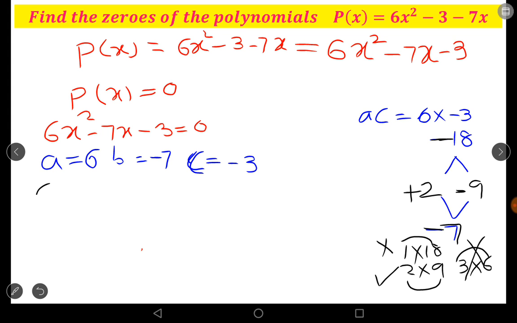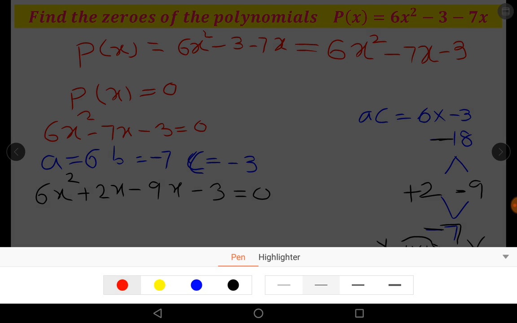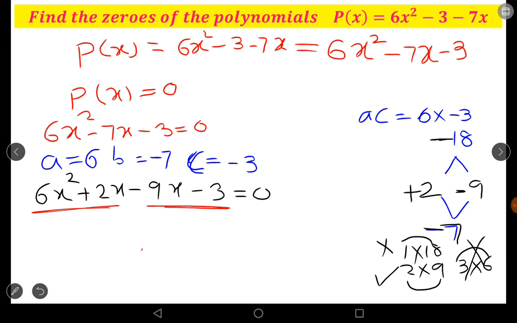Okay. So write down 6x square, first one is plus 2x, third one is minus 9x, minus 3 equal to 0. Sometimes you can write 6x square minus 9x plus 2x. Both give the same answer. So 6x square plus 2x minus 9x minus 3 equal to 0. Here in the first pair x is compulsorily common, and sometimes a coefficient other than 1 is also common.